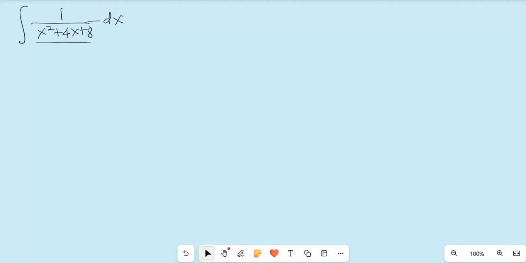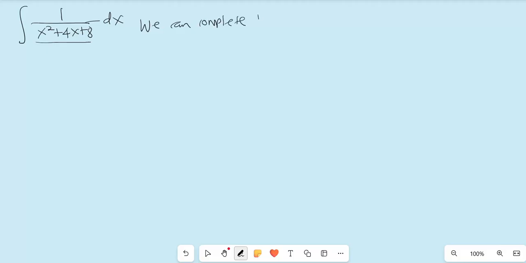We can do that. What are the factors of 8 that when you add, you get 4, and when you multiply, you get 8? I can't think of any. 2 and 4, when you add that should be 6. When you multiply 2 and 4, that should be 8, but they don't add to 4. So in this one, we can't factorize the denominator, but we can complete the square.